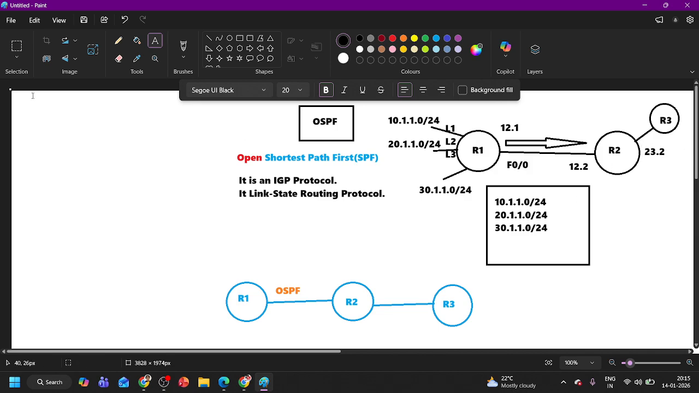Because in distance vector routing protocol you don't have visibility of topology. All the routers are dependent on their neighbor. That's why in EIGRP we have the query feature, right? Whenever any prefix goes down, the router will ask its neighbors if a feasible successor is not available, because routers are dependent on neighbors.